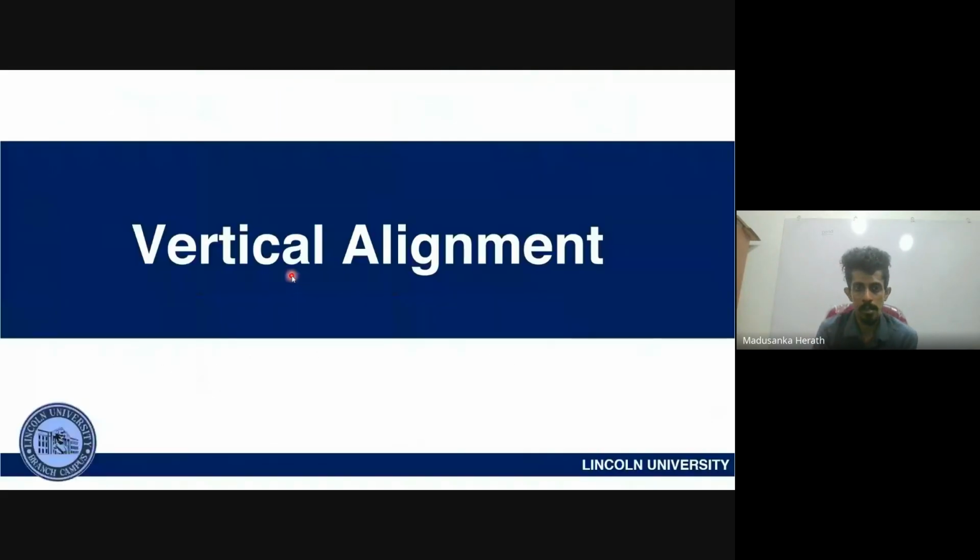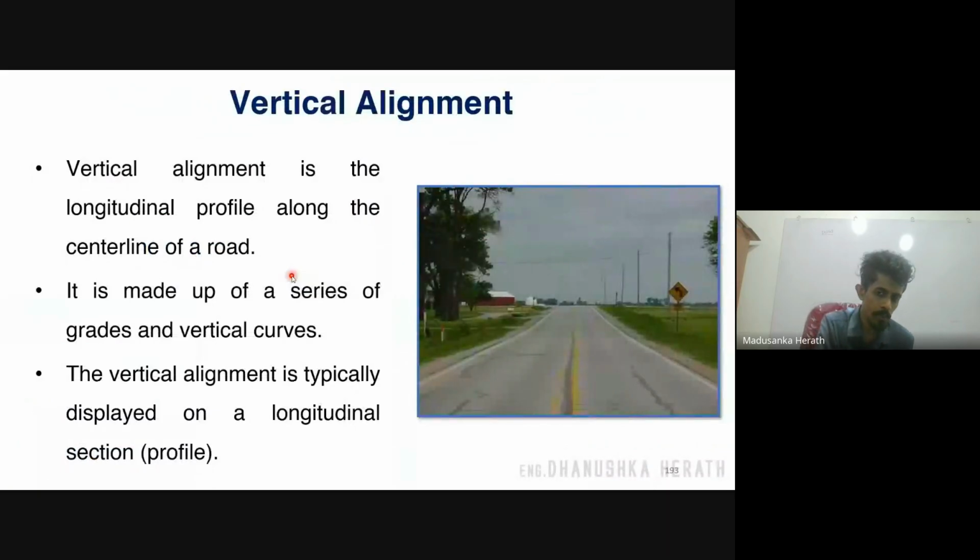Right. Then we have to study about the vertical alignment. Right, now the horizontal alignment part is over. Right. Do you have any questions from that one?